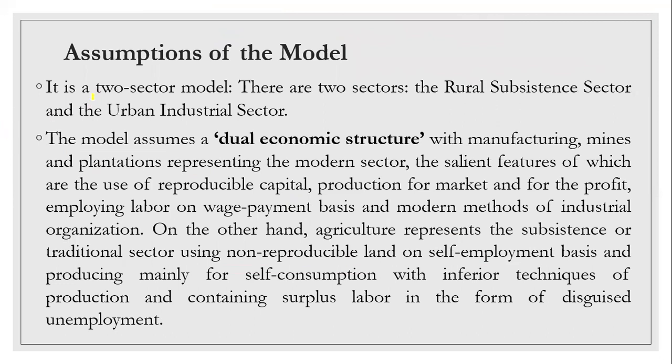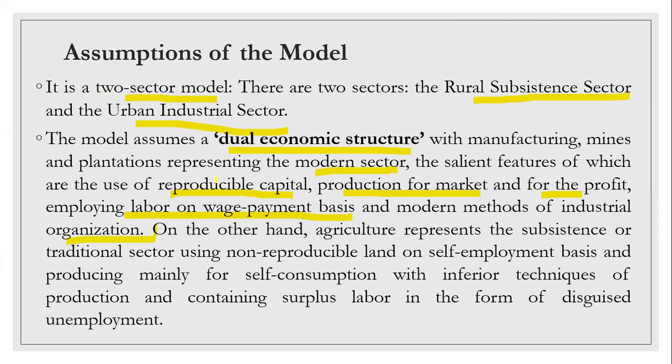Now we will discuss some of the assumptions of the model. This is a two-sector model, and there are two sectors: one is the subsistence sector and the other is the urban industry sector. The model assumes a dual economic structure. Manufacturing, mines and plantations represent the modern sector. The salient features of which are the use of reproducible capital. They produce for the market, they produce for profit, they employ labor on wage payment basis, and they use most modern methods of industrial organization. So these are the characteristics of the manufacturing sector.